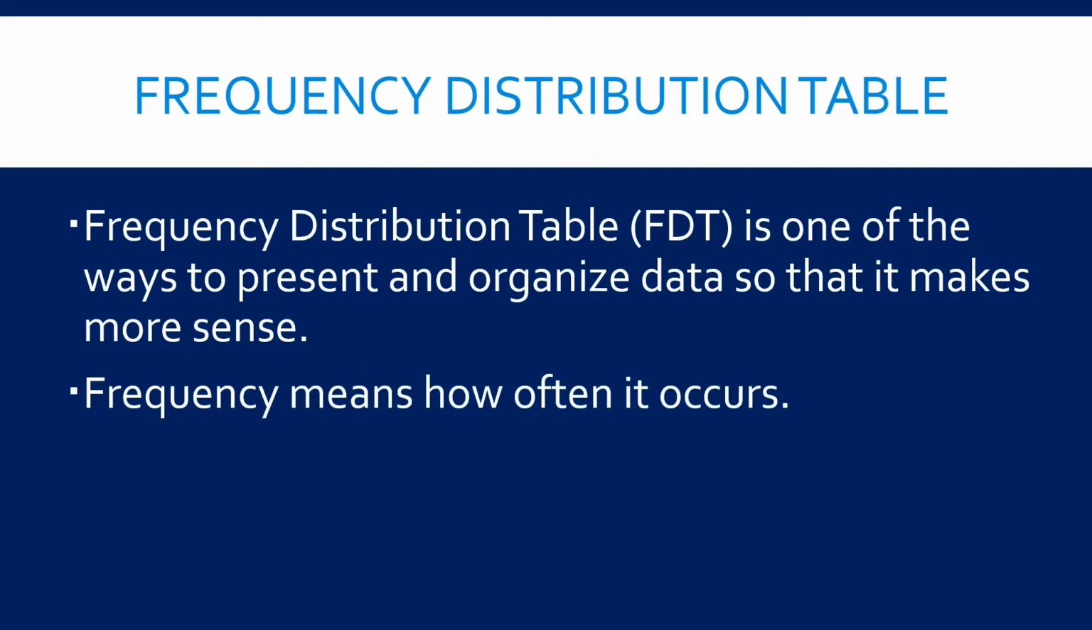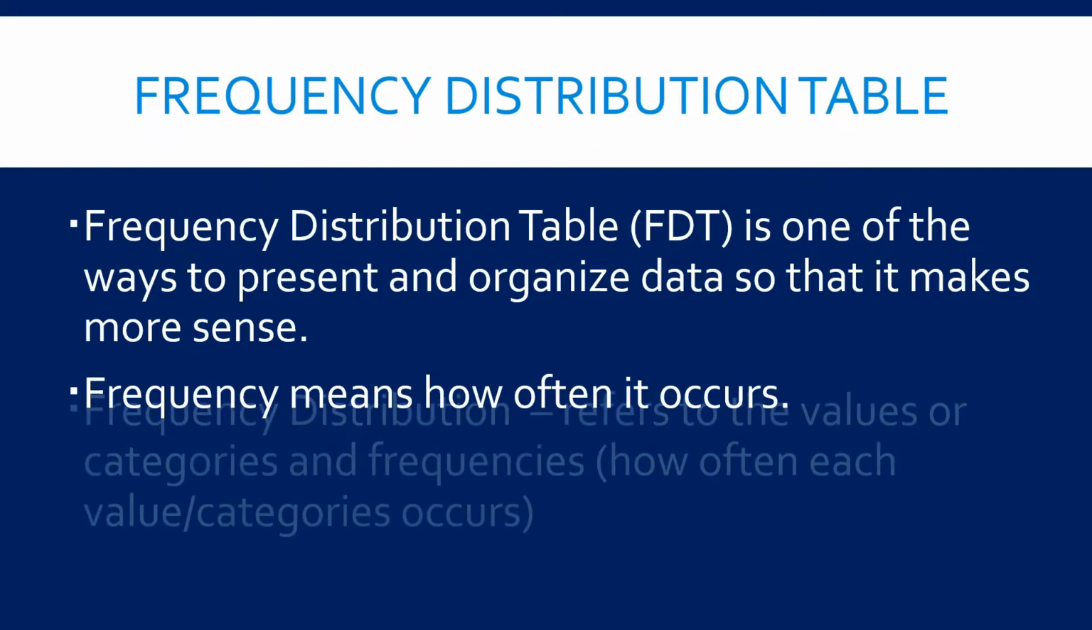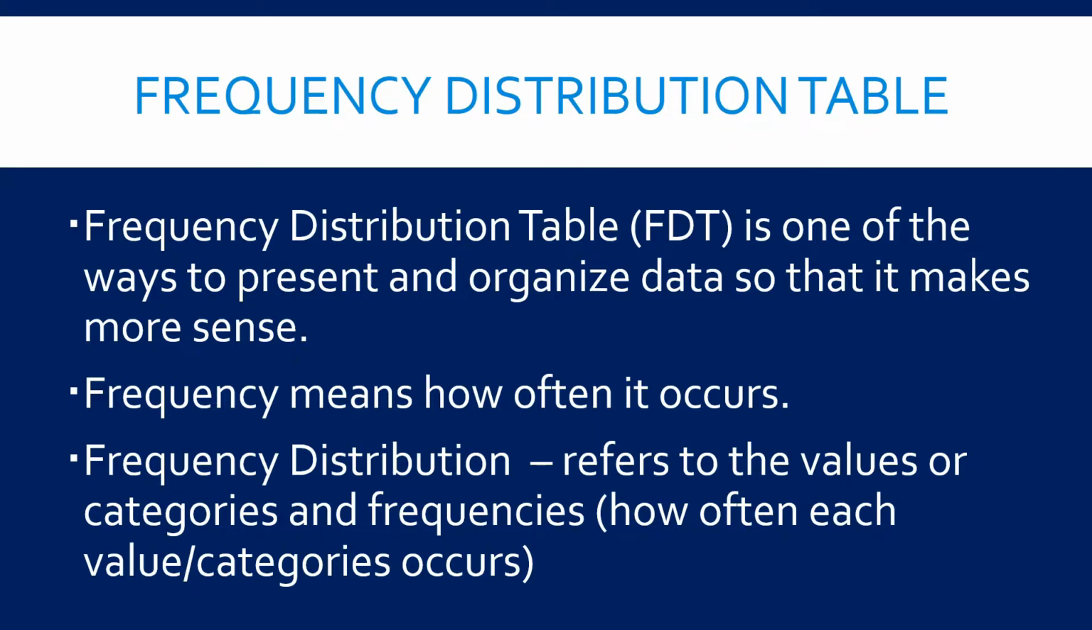Frequency means how often it occurs. So we are going to count how many times it occurs. So for example, if you are asking for gender, how many males and how many females? And frequency distribution refers to the values or categories and frequencies, meaning how often each value or categories occurs. So I'll go back to my previous example for gender. How many males and how many females? Let us say there are 10 males and there are 5 females.